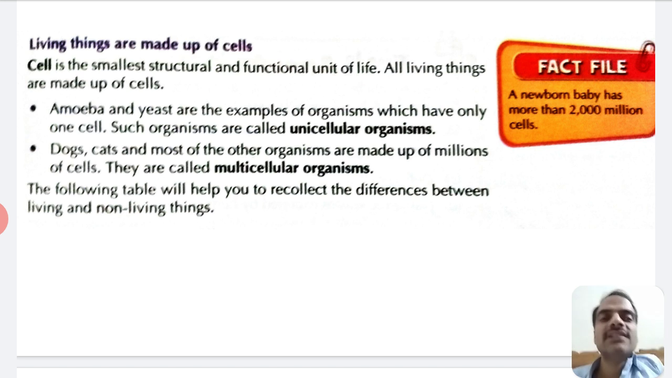See, the fact file is given there in the book. Even a newly born human baby's body is comprised of around 2000 million cells. 2000 into 10 lakh. So many cells are there in a newly born human baby.